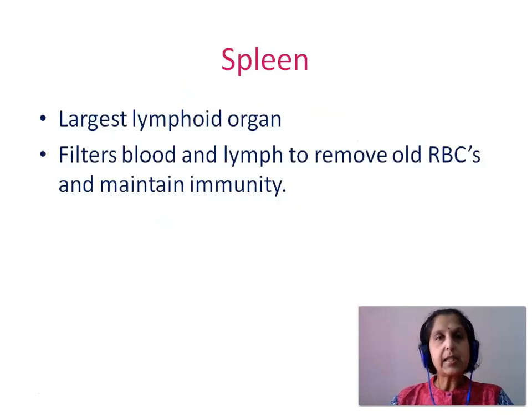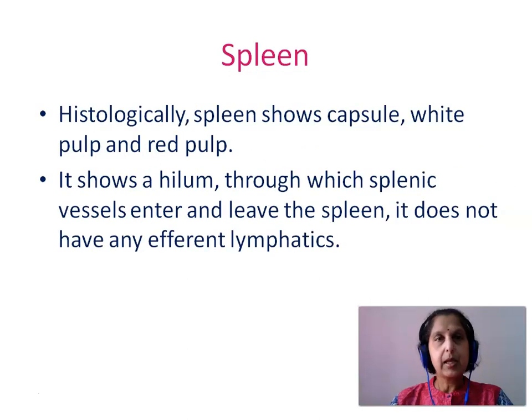Let us first see spleen. Spleen is the largest lymphoid organ. It filters blood and lymph to remove the old RBCs and maintain immunity. Histologically, spleen shows capsule, white pulp and red pulp. It shows a hilum through which splenic vessels enter and leave the spleen. It does not have any efferent lymphatics.